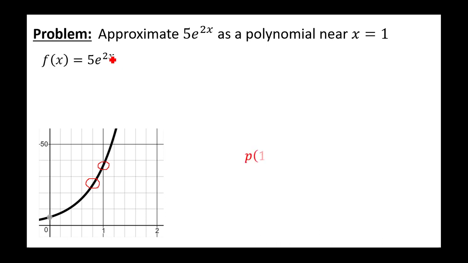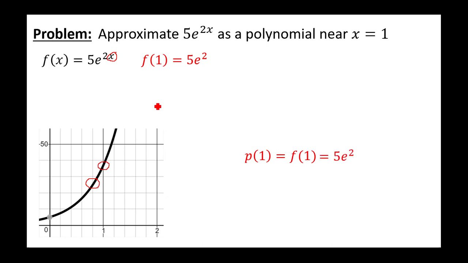So we take our polynomial, and we'll just call that p. So we'll say p of 1, let's make that equal to f of 1 as a start. And that's pretty easy to find. We just plug in 1 right here for x. And so our f of 1 is going to be 5e squared. So we're going to make that our p of 1 also.